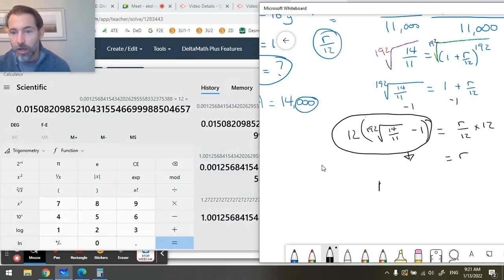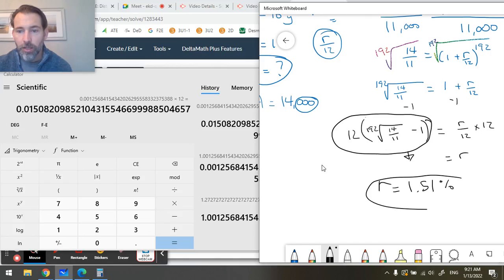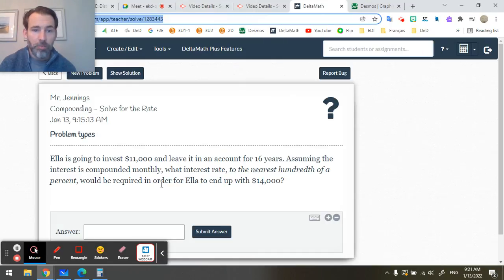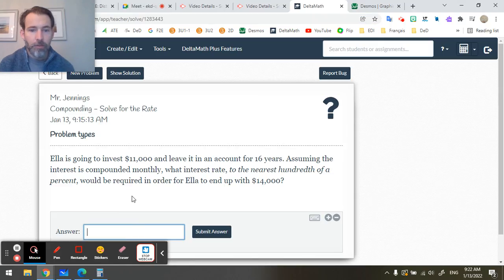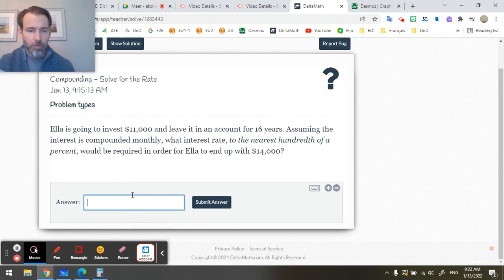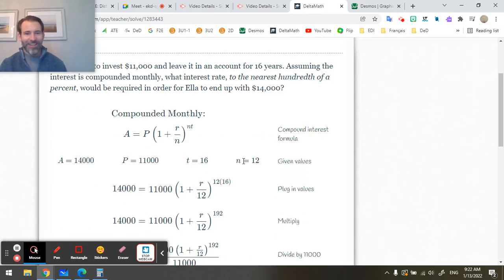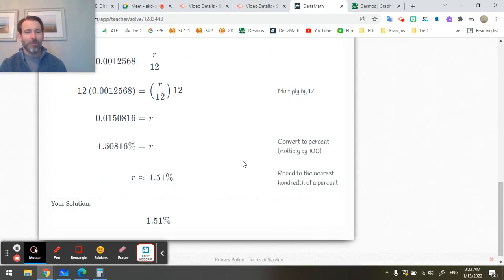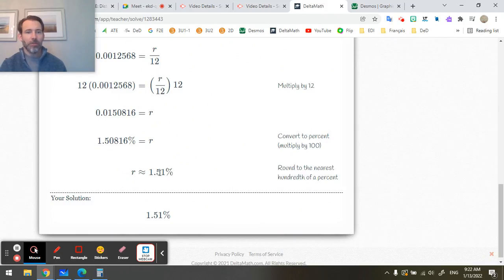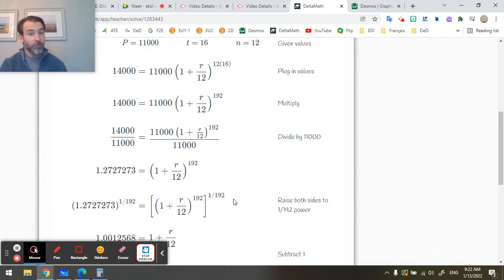Okay, so R is equal to 1.51%. Okay, lots of detail. We got it to the nearest hundredth. Cool. All right, and now let's punch that in. Does it want me to punch it as a percent or a decimal? I'm going to write it as a percent. 1.51. Hooray! Yeah, it's about equal to that. Cool. So that's how you solve for the rate.